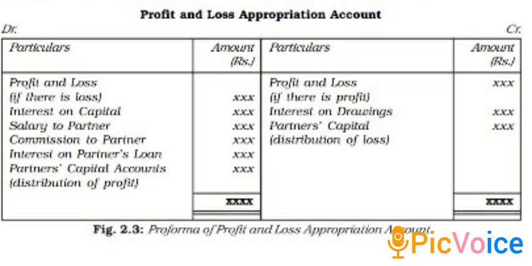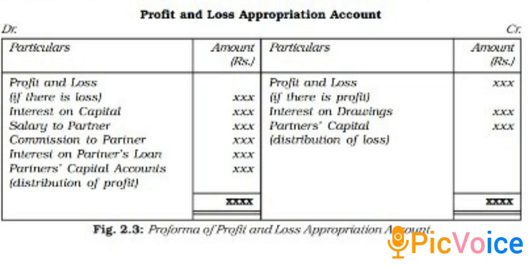So keep in mind, the profit and loss appropriation account is exactly opposite of a partner's capital account. Whatever items we recorded on the credit side of a partner's capital account, all these items we will record on the debit side of the profit and loss appropriation account. And whatever items we recorded on the debit side of the partner's capital account, all these items we will record on the credit side of the profit and loss appropriation account. This is a simple thing, so keep this in mind.